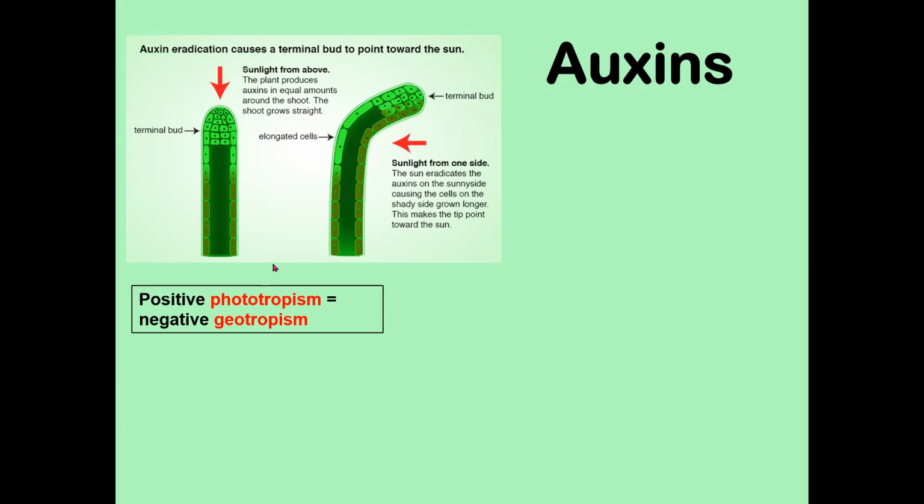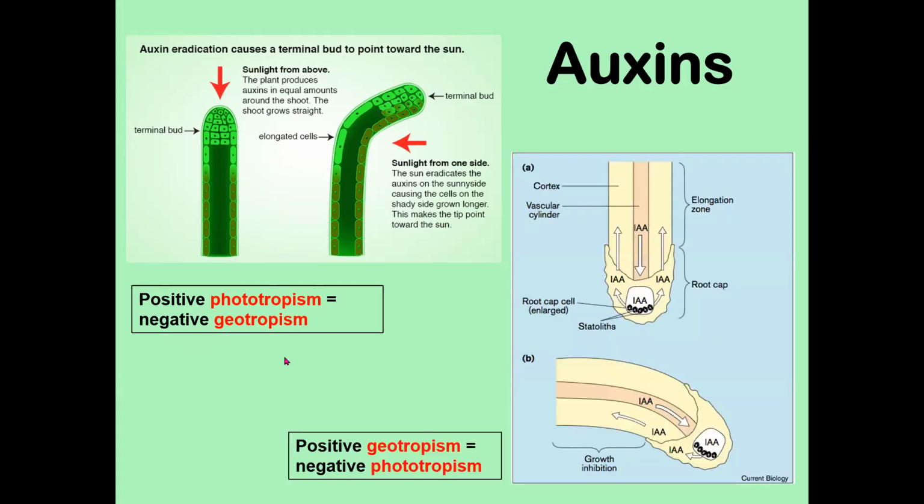So this is positive because it grows towards light. It's called positive phototropism. And because it grows away from gravity, we say it's negative geotropism. So with the root, we have the root growing down that way. So we have positive geotropism, so it grows towards gravity, and negative phototropism, away from the light.